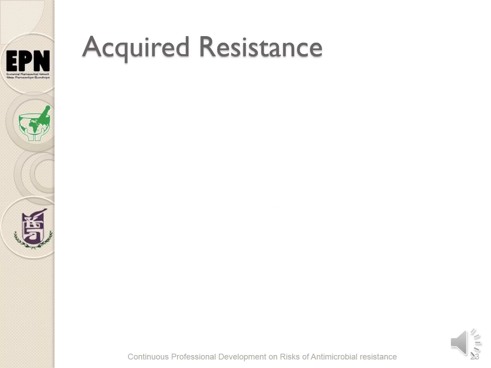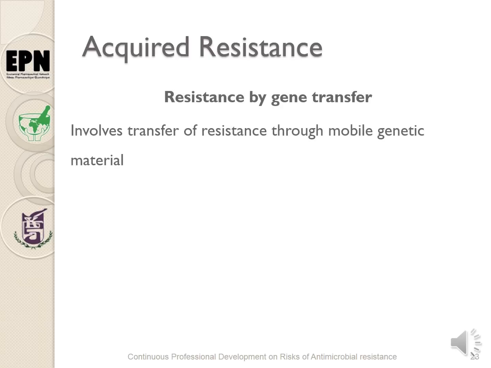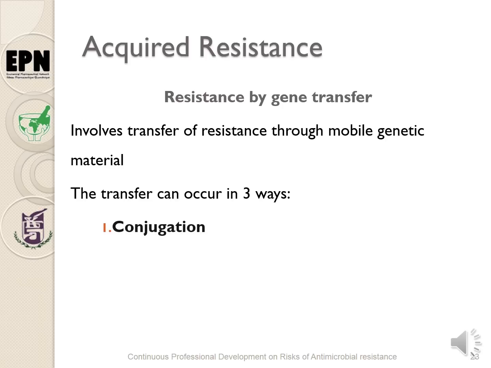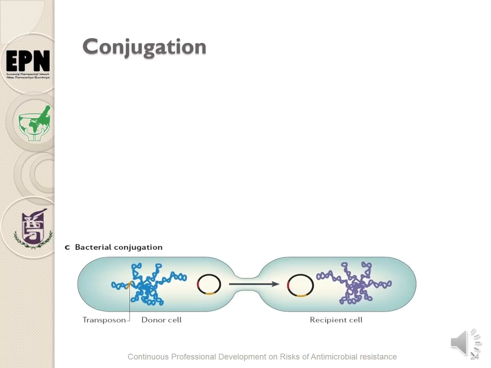The next level of acquisition of resistance is acquired resistance. And this can happen in different ways, and normally would occur by gene transfer. And this involves the transfer of resistance through mobile genetic material. And this can occur via conjugation, transformation, or transduction. The DNA material is shared by a plasmid, which is moved from one cell into another.